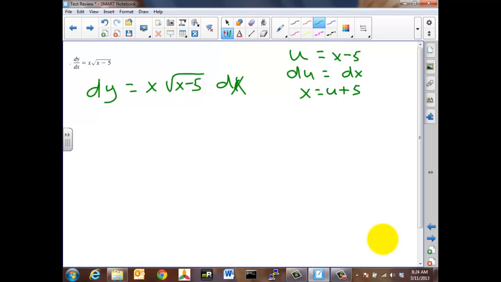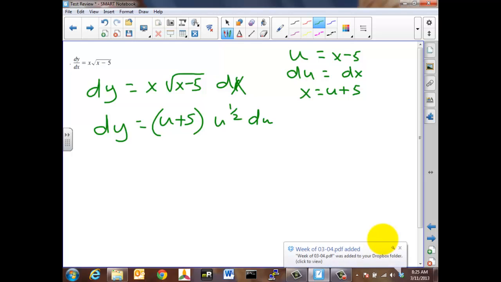So suddenly we can change this to dy equals u plus 5 times u to the 1/2 du. Now you can distribute and integrate and get to what you want to there. Because once we distribute, we get u to the 3/2 plus 5u to the 1/2 du.